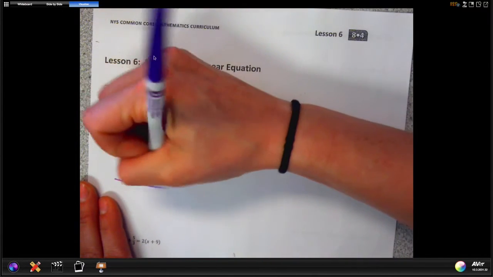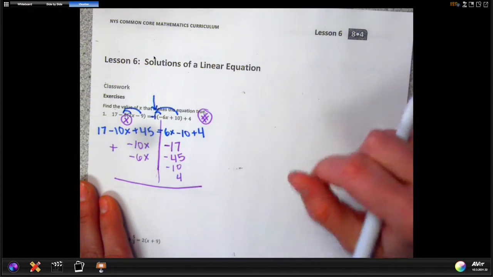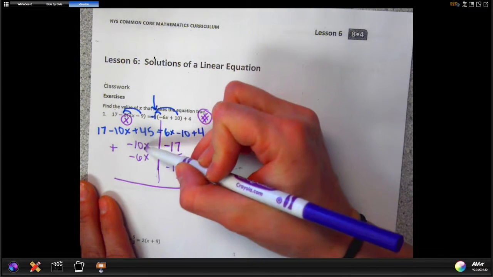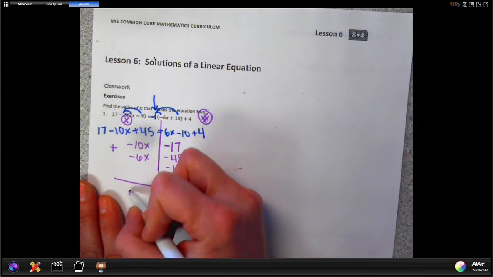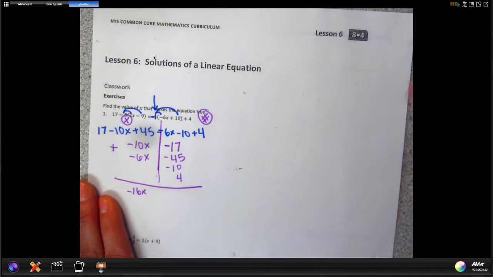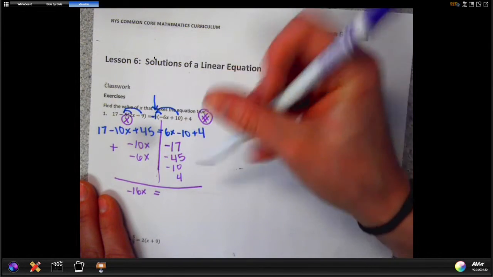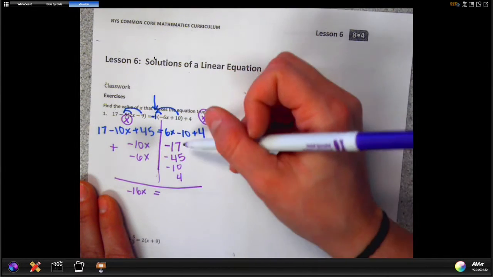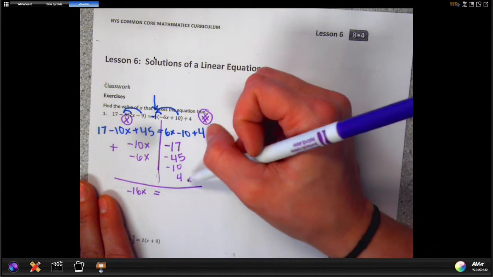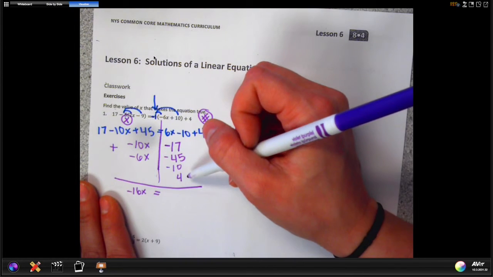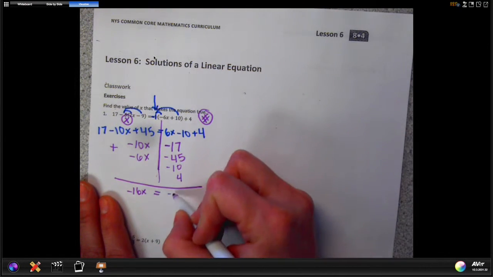Now, when you get to this point, we are going to add each side individually. So we're going to start with negative 10x plus negative 6x, and that gives us negative 16x. And then we're going to put our equal sign back down, and now we're going to add all of these numbers. Negative 17 plus negative 45 plus negative 10 plus 4. And if you can't do that in your head, use a calculator. But if you add that up, you get negative 68.